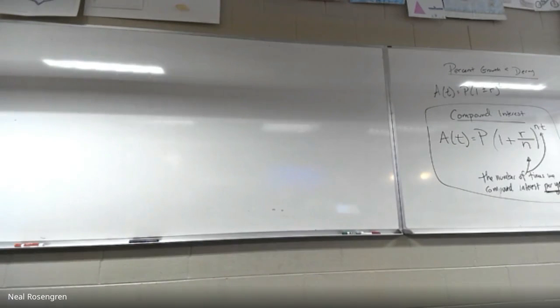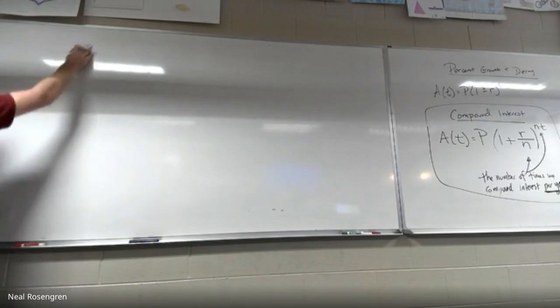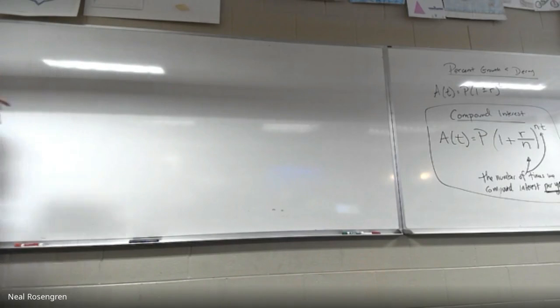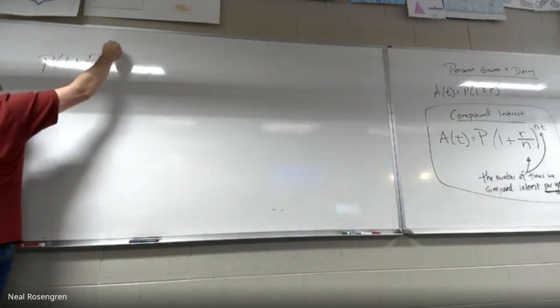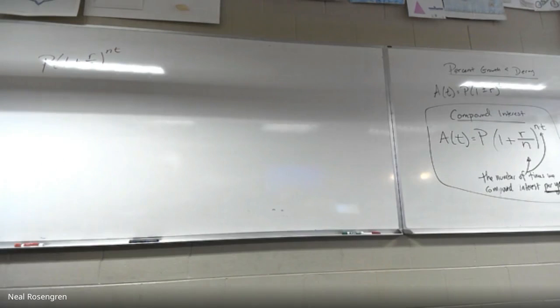Okay, here's what I'm going to do. I'm going to start with the compound interest formula. All right, P times the whole right side, (1 + r/n) to the n. Now, you don't have to write this unless you want to. It's hard enough to follow and just watch, but it's up to you.